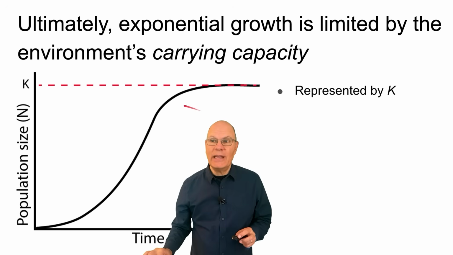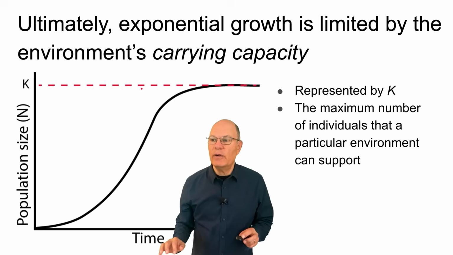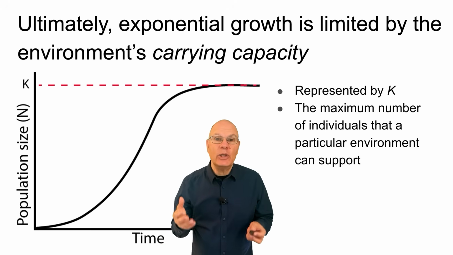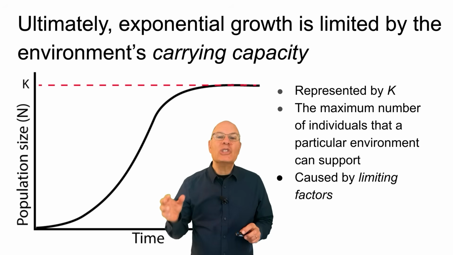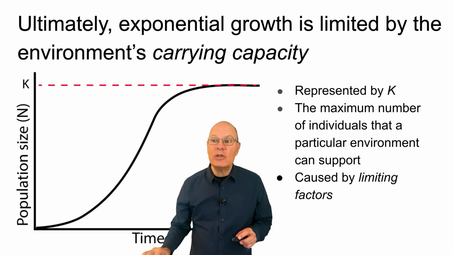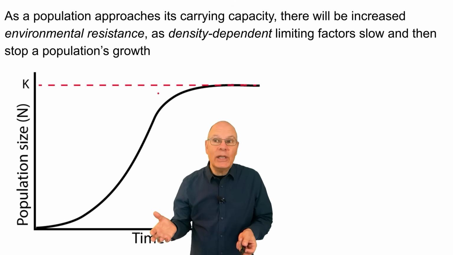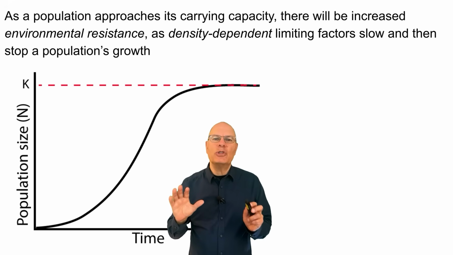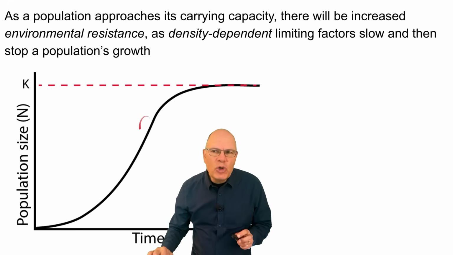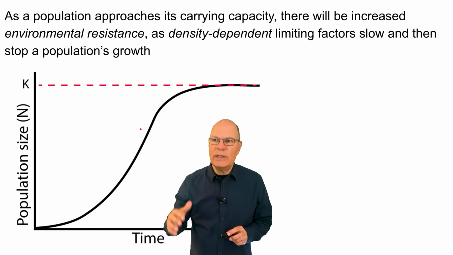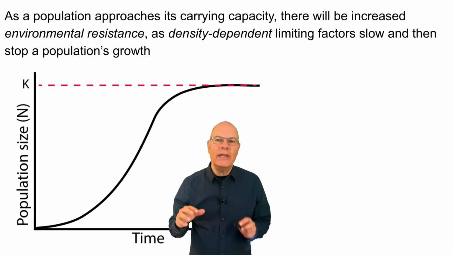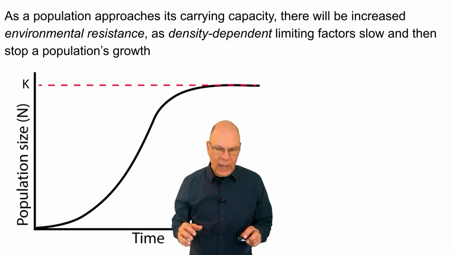That's represented by the letter K. It's this dotted red line over here, and it's the maximum number of individuals that a particular environment can support. It's caused by limiting factors, factors that limit population growth. As a population approaches its carrying capacity, there's increased environmental resistance. The environment starts pushing back against exponential growth as density-dependent limiting factors slow and then stop a population's growth.